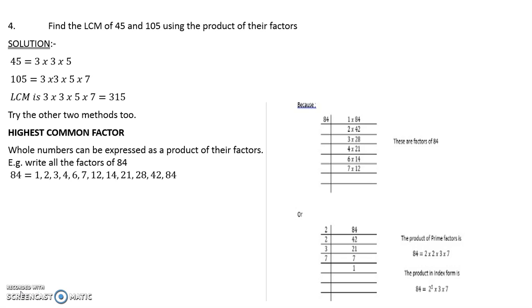5 times 3 times 3 is 9, 9 times 5 is 45, and 45 times 7 is 105. So the LCM is, we just multiply all the factors together. We have 3 twice, 3, 3. Multiply that, we have 5 once, and we have 7. What that gives us is 315. You can use the two previous methods in solving this, and you get the same answer.